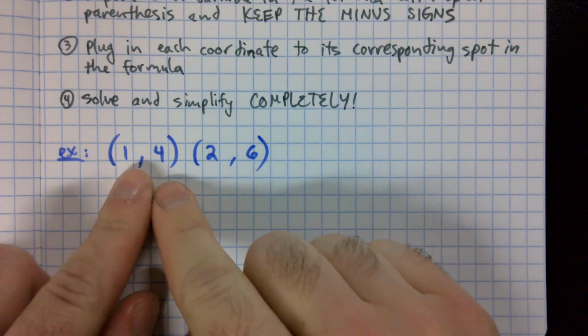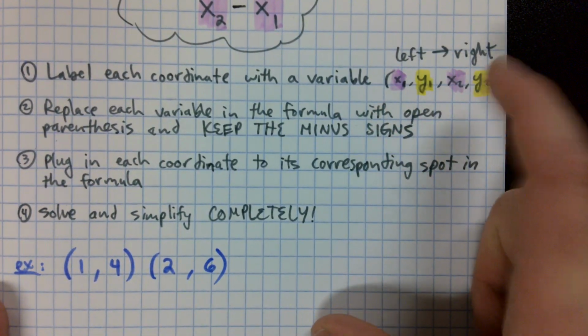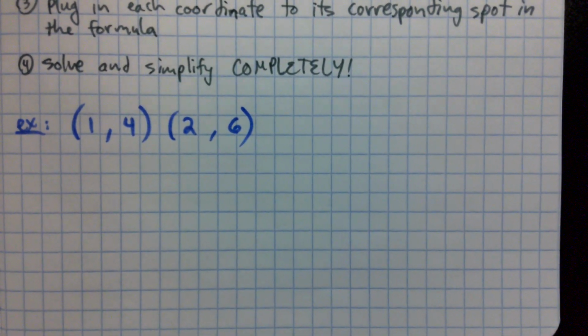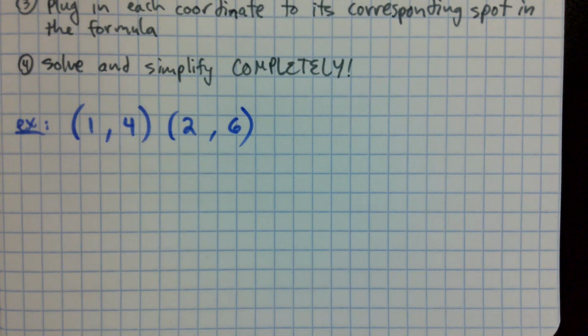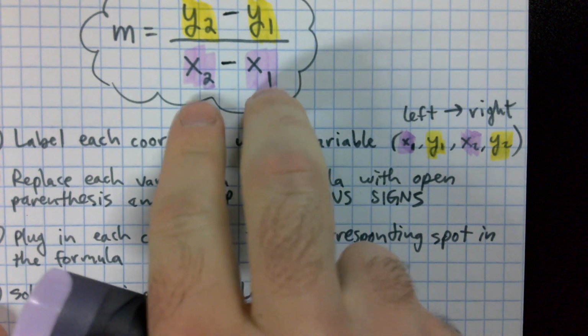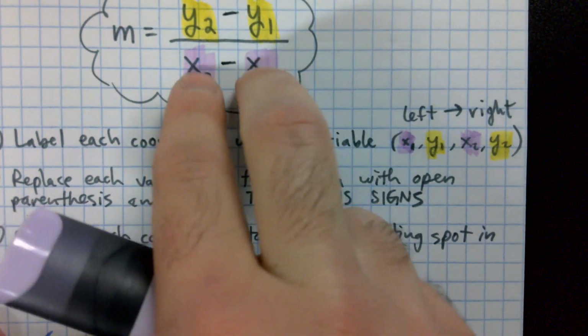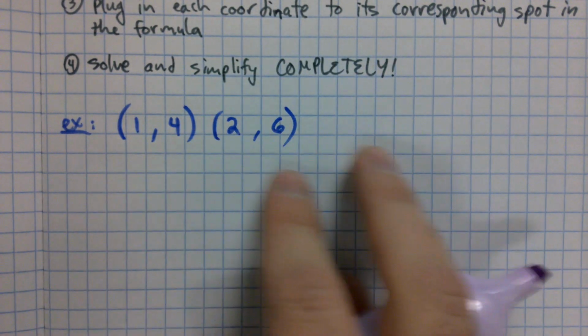Perfect. We're going to label each coordinate from left to right just like this: x1, y1, x2, y2. The way we're going to visualize this is with our highlighters. Whatever color you chose for your x's, take that. I'm using purple. Whatever color you used in the denominator of your formula, we're going to highlight our x coordinates.